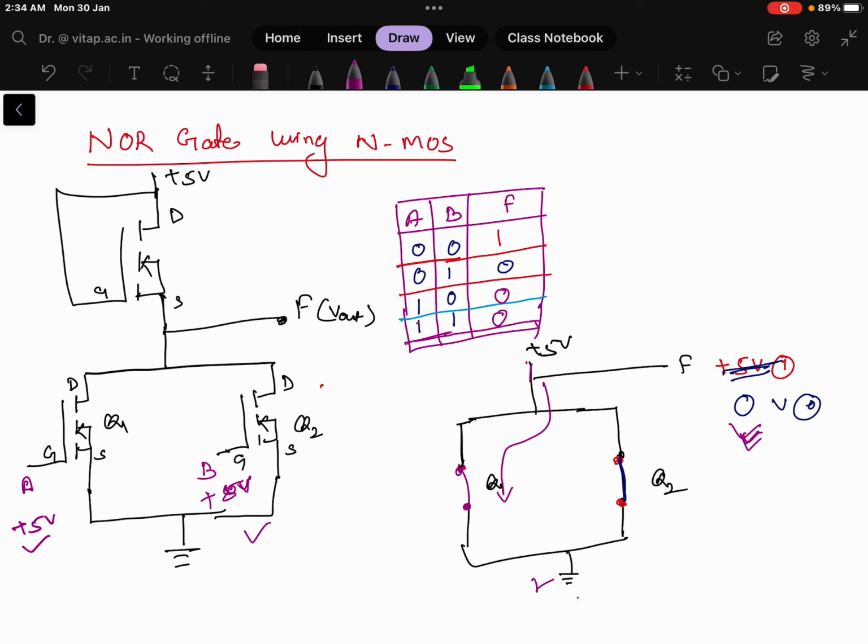If you remember, this is the truth table of a NOR gate. So 0 0 input gives 1, and in all other cases the output is 0. This is how you can implement different logic gates using NMOS. In the next video we will see how we can implement a complex Boolean expression using NMOS.